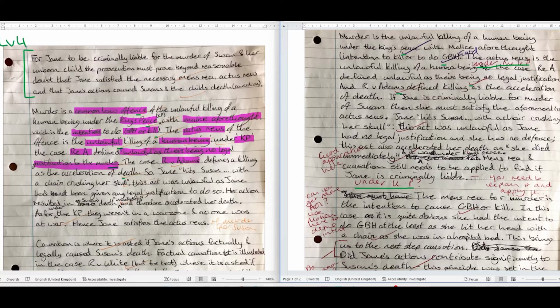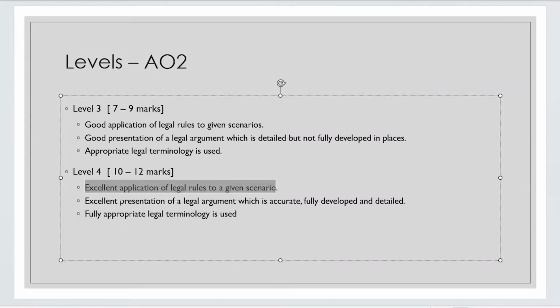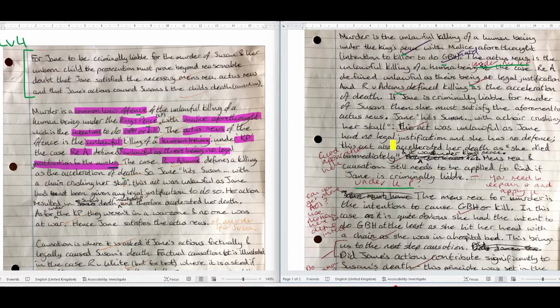Also, if you look at this level 3 answer, it's very messy at the end as well. It's very messy, and this here would really agitate the examiner. It'd be hard for them to read, and it just shows that you don't have excellent knowledge of criminal law. What they're looking for in the AO2 is an excellent presentation of a legal argument, and this here isn't a very good presentation of a legal argument. So hence, your answer needs to be to the point, precise, and concise.